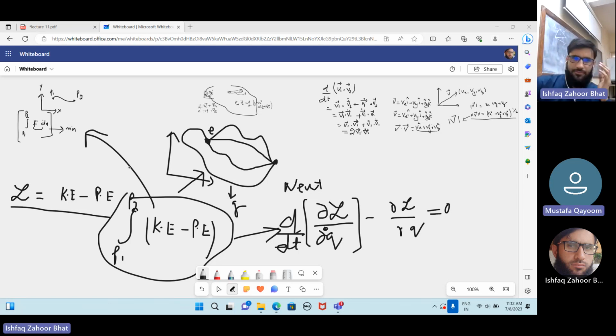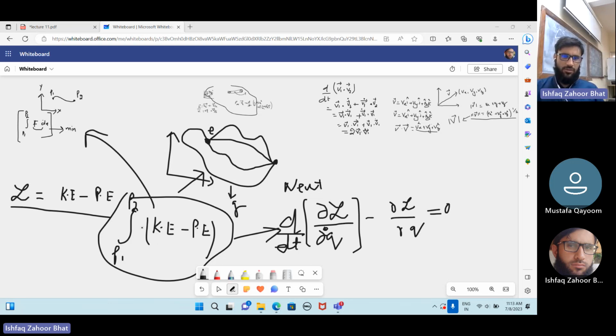I was asking, sir, is L the integral of this or only the difference between kinetic and potential energy? L is just the difference between kinetic energy and potential energy. And what Lagrange says is that the particle will follow the path in which this integral is minimum, which gives the minimum value to this integral.